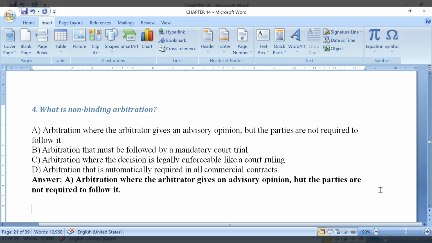Answer: A. Arbitration where the arbitrator gives an advisory opinion, but the parties are not required to follow it.